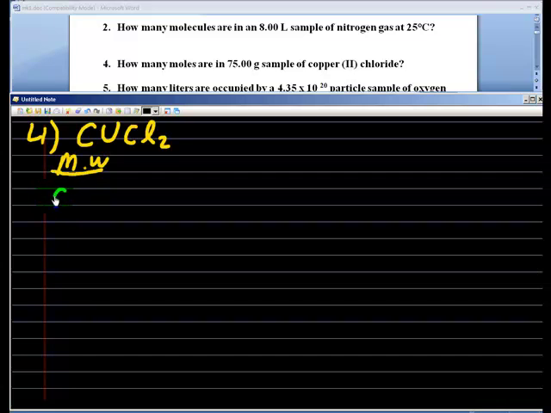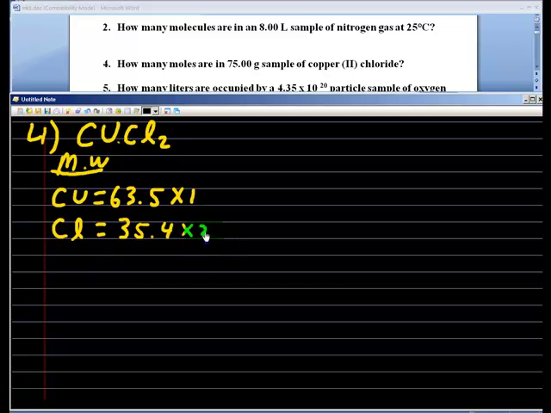Well, copper, Cu, weighs 63.5. In this molecule, there's only one of them, so that weight is to be multiplied by 1. However, in this molecule, there's chlorine, but there's 2 of them. One chlorine atom weighs 35.4. But you'll notice the subscript 2. That means there's 2 of them, so that must be multiplied times 2.